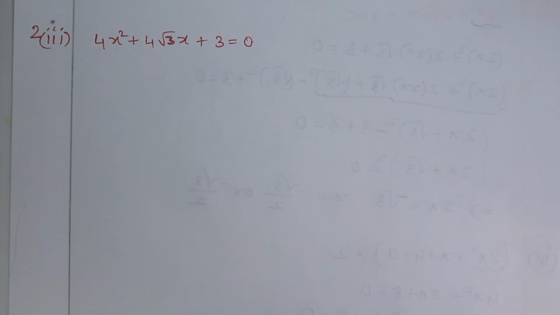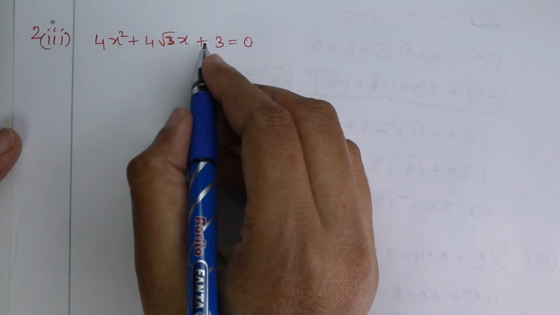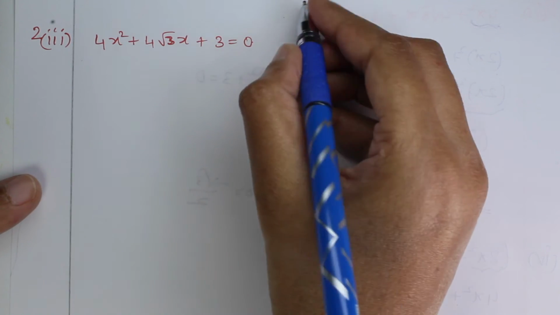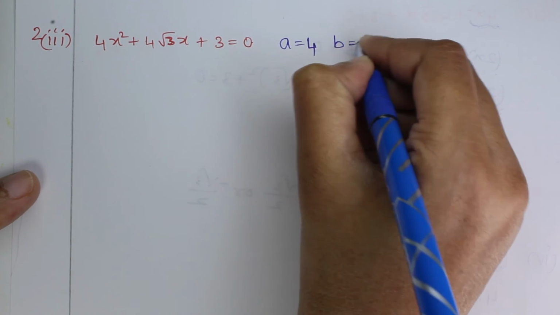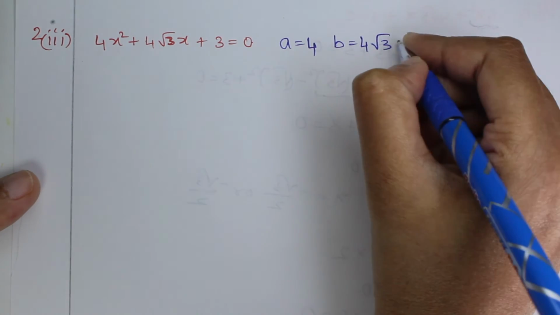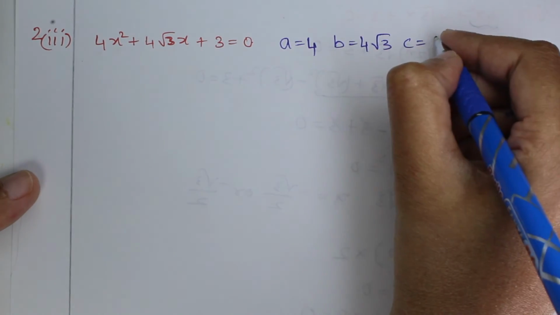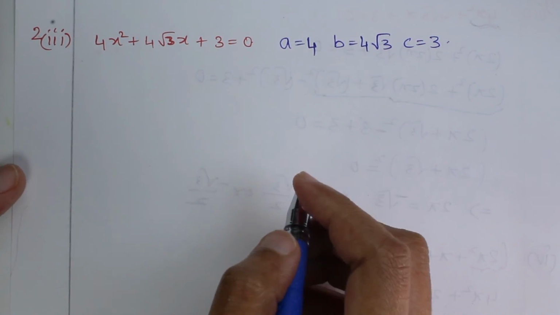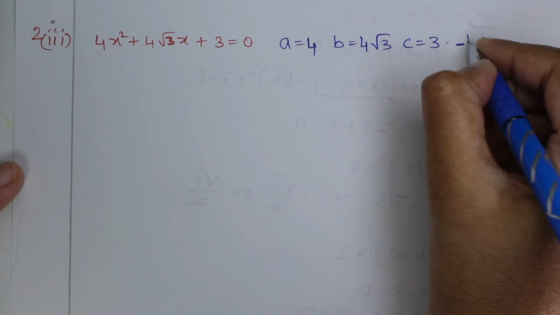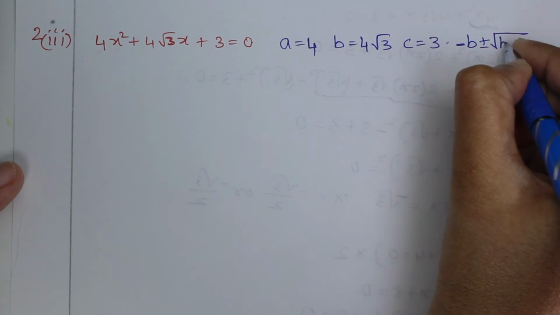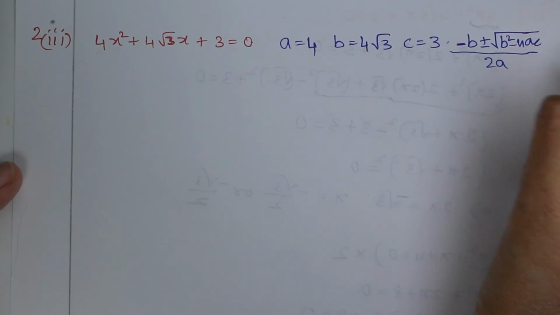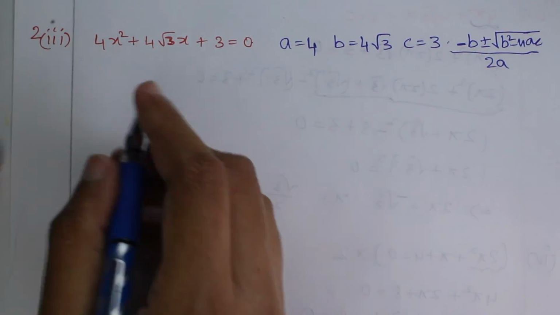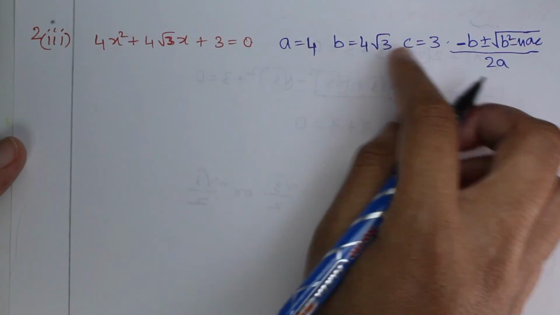Now let's move to the third part of this question. 4x square plus 4 root 3x plus 3 is equal to 0. Here a is equal to 4, b is equal to 4 root 3 and c is equal to 3. And the formula is minus b plus or minus square root of b square minus 4ac divided by 2a. This is the formula. Now let's substitute the values in this formula.